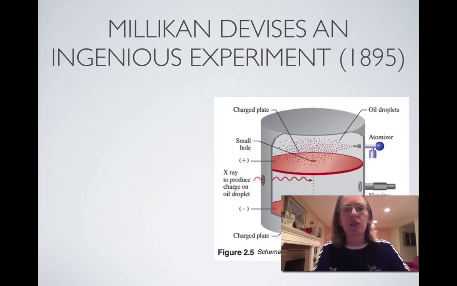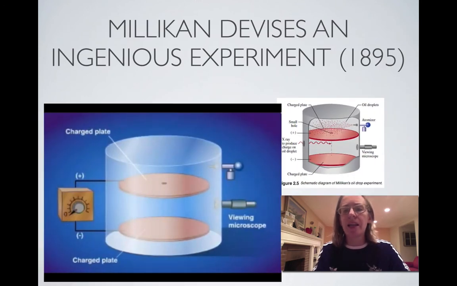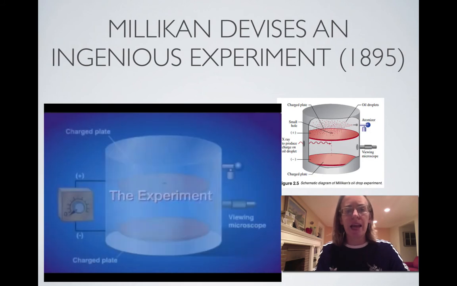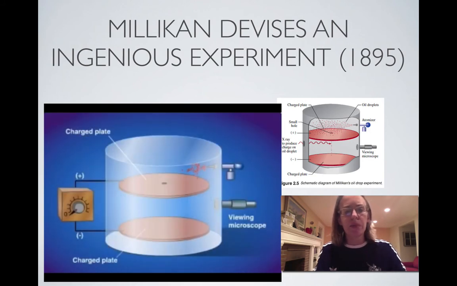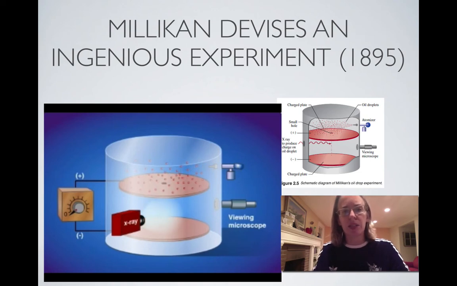In Millikan's oil drop experiment, he set out to measure the exact charge of the electron. He had these two plates, the ones that are kind of copper in color on this video, and they were charged. You can see the top one has a positive charge, the bottom one has a negative charge. Then he took an atomizer, which is this blue bulb on the right of your picture, and injected a fine mist of oil droplets into this chamber.